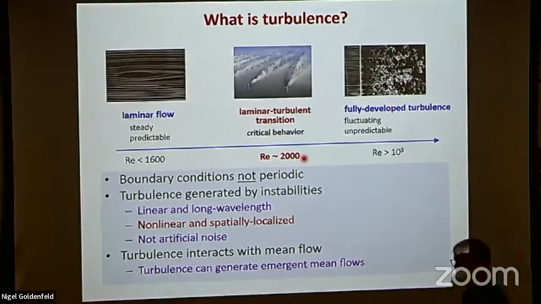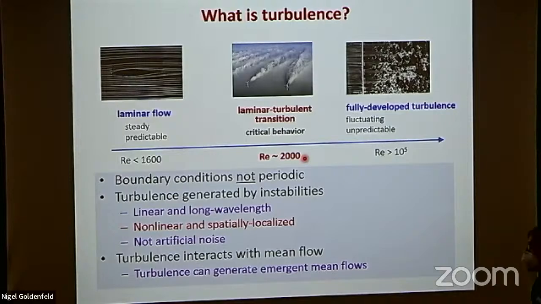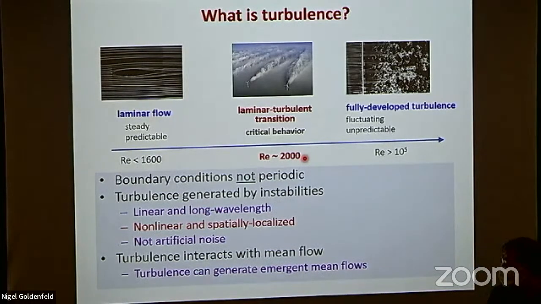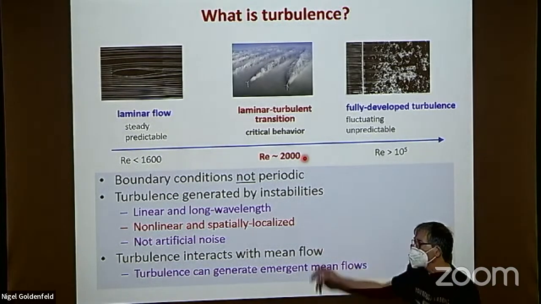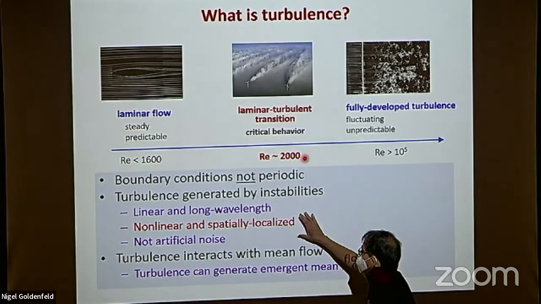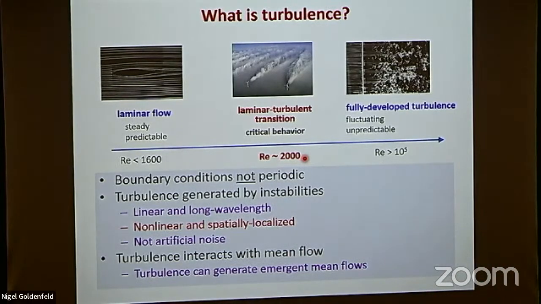So we don't have periodic boundary conditions. Why is that? Well, because as I've just explained, turbulence is generated by instabilities. It could be either linear and long wavelength, if you have some supercritical bifurcation, or they can be nonlinear and spatially localized, as we have concluded from everything that I showed you on the blackboard, reported to you about the instability. So you have spatially localized, nonlinear, finite amplitude instabilities.